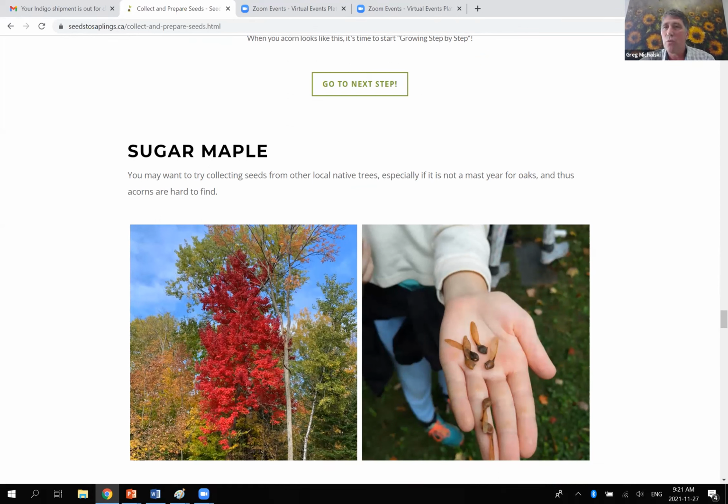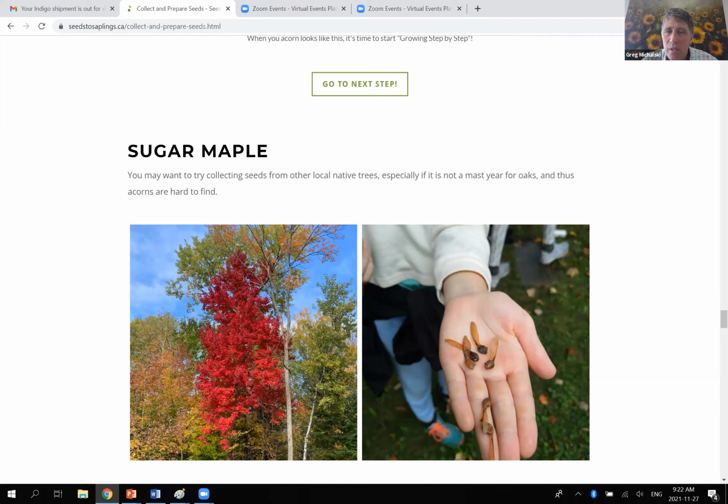Ideally, if you could do both species with your class, that'd be fantastic, both northern red oak and sugar maple. The oaks, as some of you may be aware, don't drop their acorns as reliably every year. Sometimes they have what's known as a mast year, where a particular oak will drop thousands of acorns, and then the next year, not very many. So you just have to be aware that when you're out sending kids off to collect acorns, not every tree may be dropping acorns reliably.